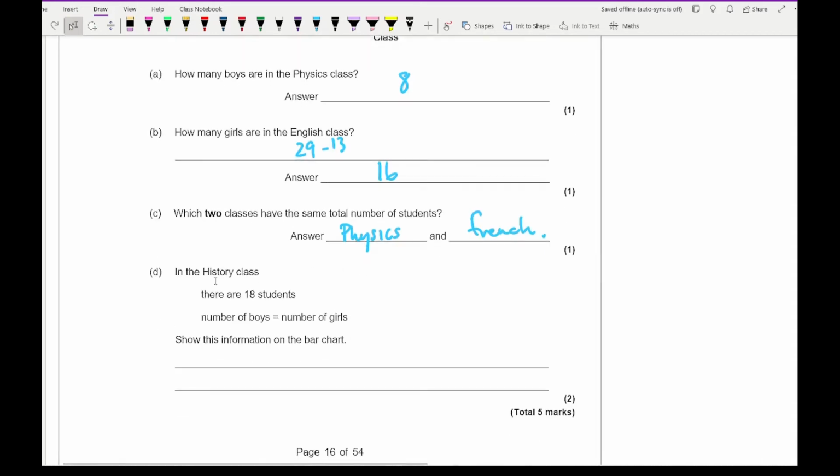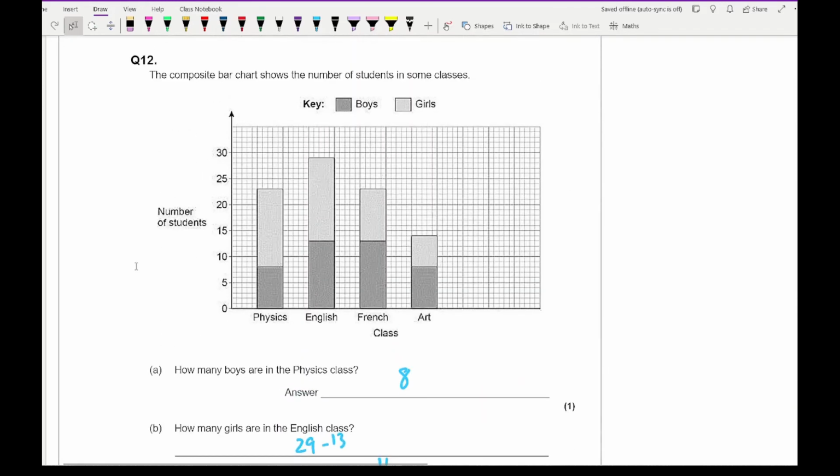Then it says in history class there are 18 students. The number of boys equals the number of girls. Show the information on the bar chart. So for this, what we need to do is make sure that we've got history here with equal space. So this is history. And I'm going to use a thinner pen. And you do need to make sure that you're using a ruler. But again, I'm going to struggle.